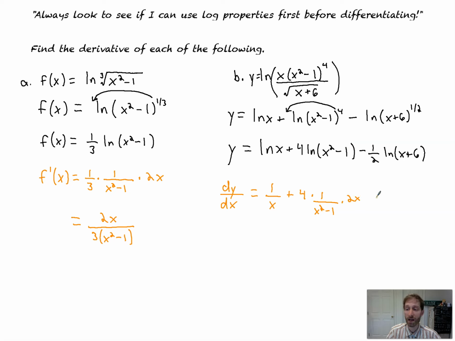So 1 over stuff, d stuff. Minus 1/2 is chilling out. Apparently we're slanting down here. Sorry. I'll rectify that. Times 1 over that. 1 over x plus 6 times the derivative of that. It's just 1. So I'm not going to put that down.